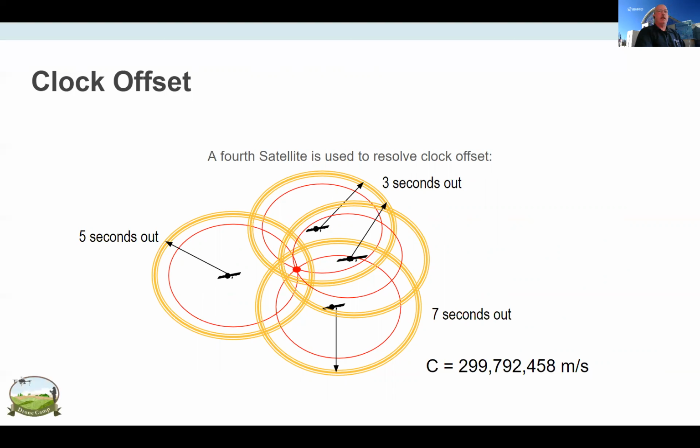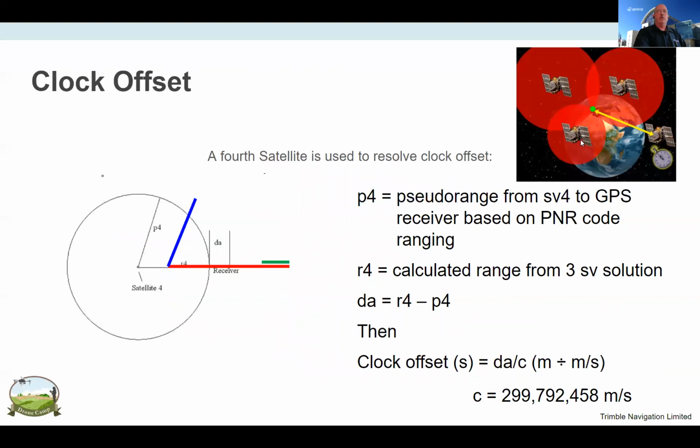If we have 4 satellites, the 4th satellite allows us to resolve the clock difference. And then using the speed of light, we can calculate our exact position on the Earth. The math to that is here. Basically, we come up with a solution based on 3 satellites. We come up with a range to that 4th satellite, and there will be a difference between those 2 solutions, and we're able to figure out the clock offset by comparing those. Once we have the clock offset resolved, we can then position ourselves on the surface of the Earth quite accurately.